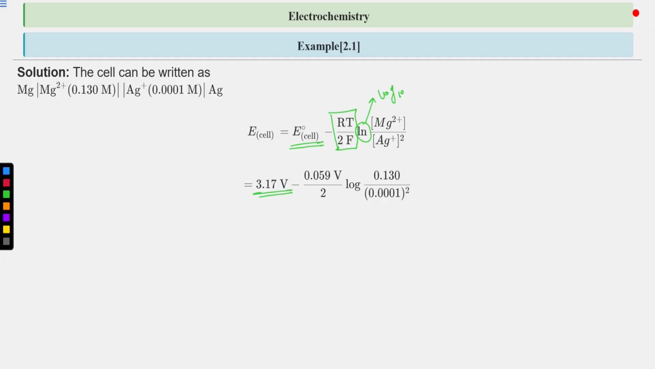So this fraction will become 0.059 divided by 2 volt, and log of magnesium 2 plus is 0.130 here, and silver positive is 0.0001 molar, so 0.001 whole square. Now you just have to solve this equation. First you have to solve the log of this, so you have to first divide 0.130 by 10 to the power minus 4 whole square, that is 4 times 2 is 8, so 0.130 divided by 10 to the power minus 8.